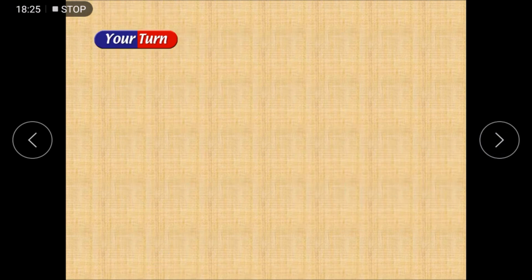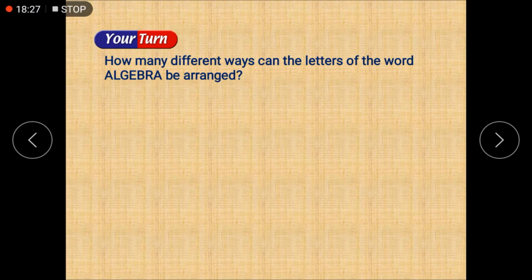Yes, you can try this for yourself. Algebra, you have 2 A's repeated. It's quite easy. I want to arrange 7 letters: 7P7 and then divide by the 2 that are repeated, the A's, 2P2. Then you will get the answer.